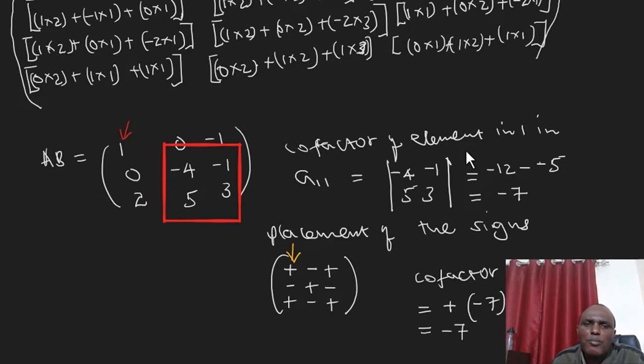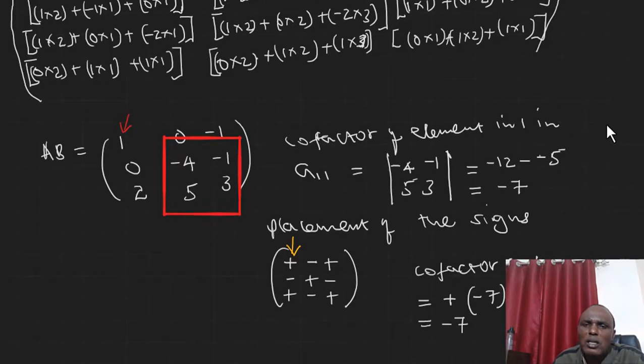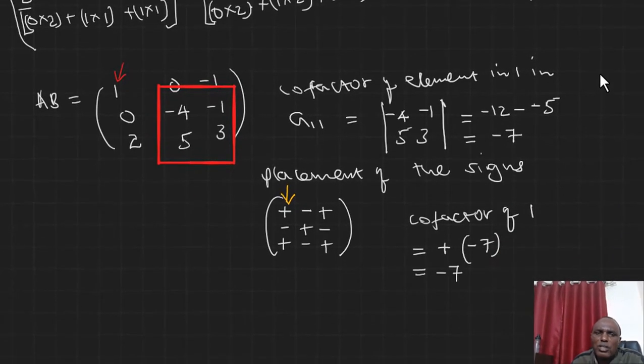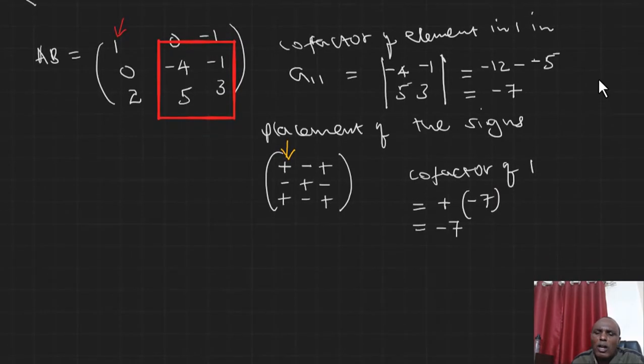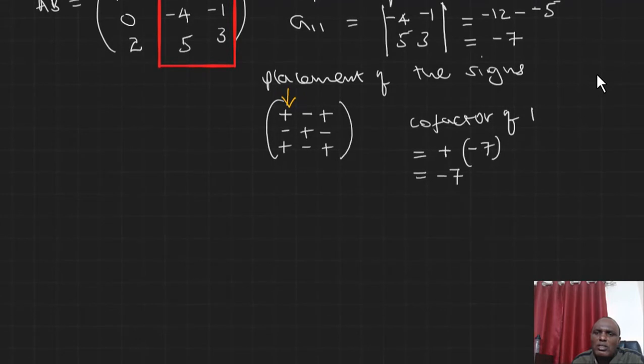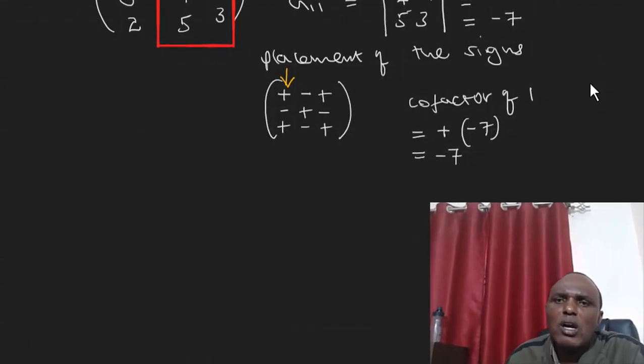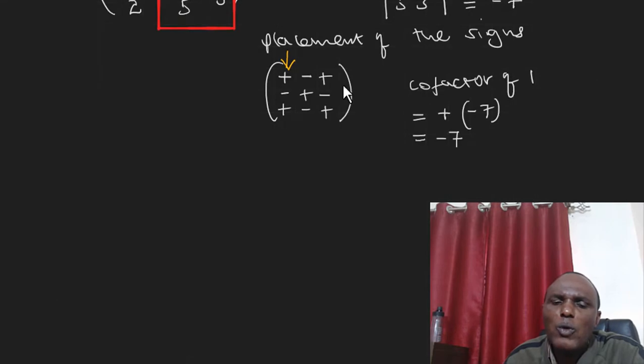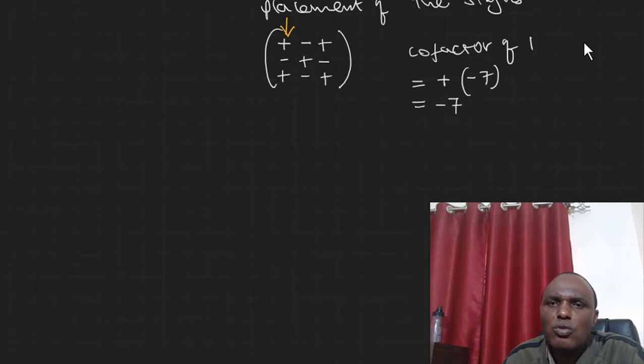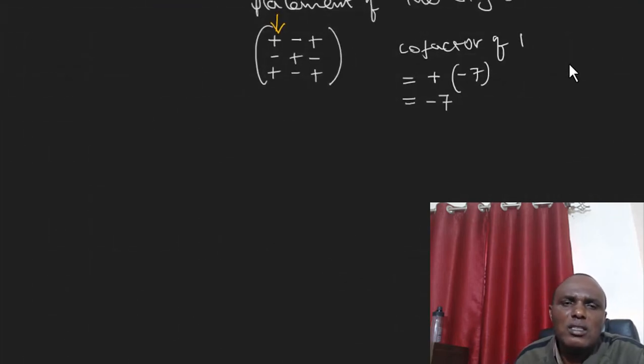So the cofactor of element 1 in our product matrix AB, in the first column, in the first row, is negative 7 when we do placement of the sign, and we place the sign depending on where the element is. If it is at the first position, the first row, the first column, you put positive. Then the second column, first row, you put negative, and so on. So that element 1, its cofactor is that.